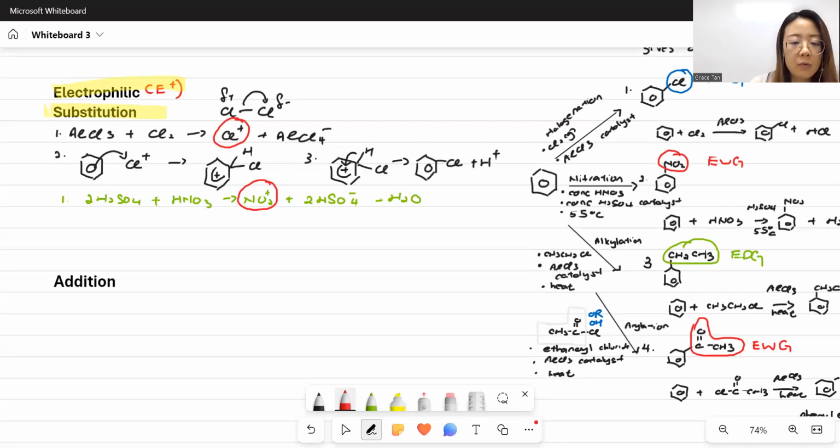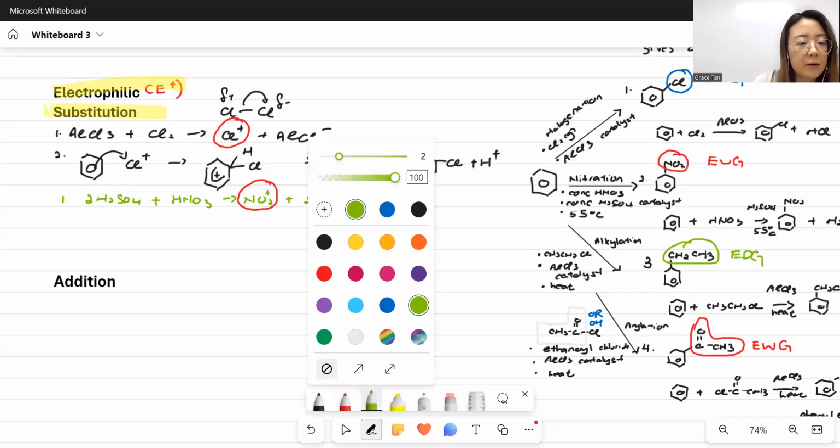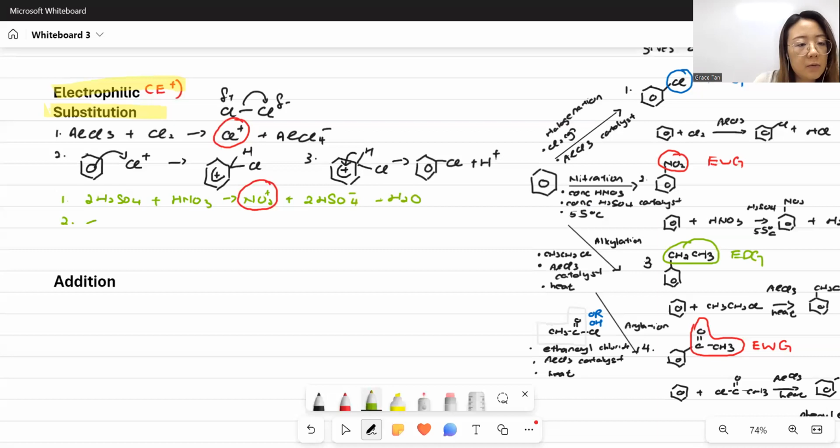Then only in step 2, your benzene ring will react with your electrophile. So I need to see the ring arrow attacking an electrophile, which is a species that is deficient in electrons. One that is rich in electrons will start attracting electron-deficient compounds, which is your nitronium ion in this case.